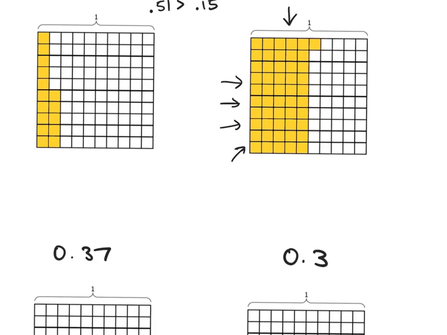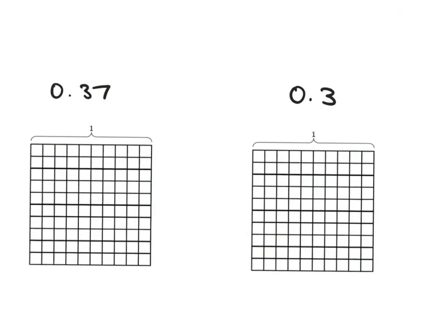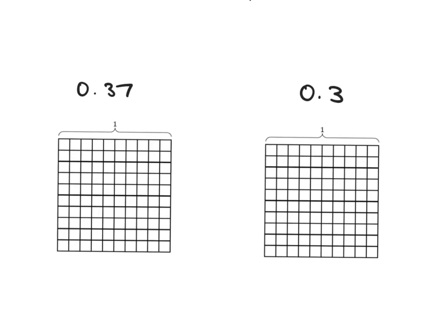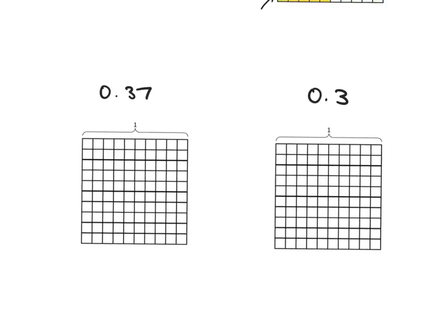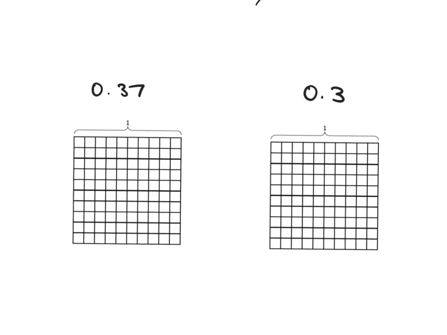So let's take a look at one more example. This time we're going to be comparing 37 hundredths to 3/10. So once again, I'm going to fill in the area model to represent each of the decimals. So I'm going to start with 37 hundredths. So there's 37 hundredths there.